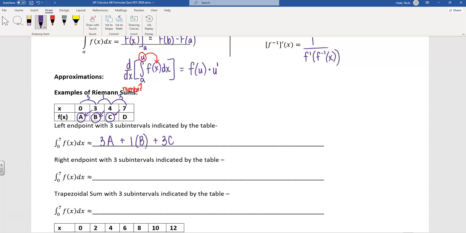Not much changes if I'm using the right endpoint. What is it going to look like if I use the right endpoint? Still the distance is 3, but what letter do I use here? I use B, because I'm thinking from here to here, and then I do the right endpoint. Here to here, right endpoint. Here to here, right endpoint. So that would be, let's do this one in red, 3B plus 1C plus 3D.